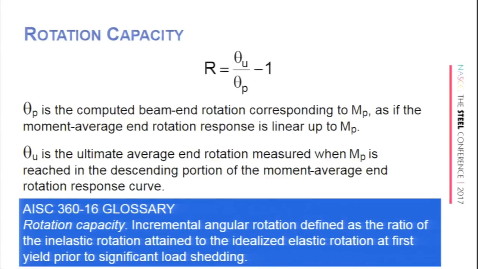So within the glossary of 360.16, you'll find this definition. Rotation capacity: the incremental angular rotation defined as the ratio of the inelastic rotation attained to the idealized elastic rotation at first yield, prior to significant load shedding. So somehow that definition and that definition have a little bit of delta in them when I see that, because this is talking about first yield and I'm talking about theta p when I reach the full plastic moment.